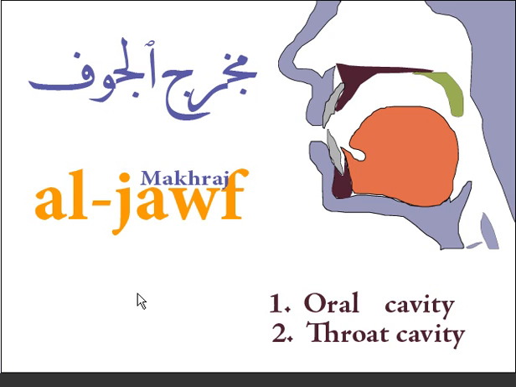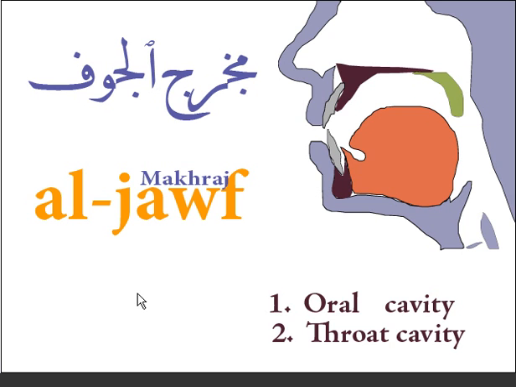So مخارج الحروف, there are 17 makharij. As we mentioned, there are 5 principles, but there are 17 makharij, and each makhraj of these 17 has its own points of articulation. Now we are going to talk about these principal makharij.